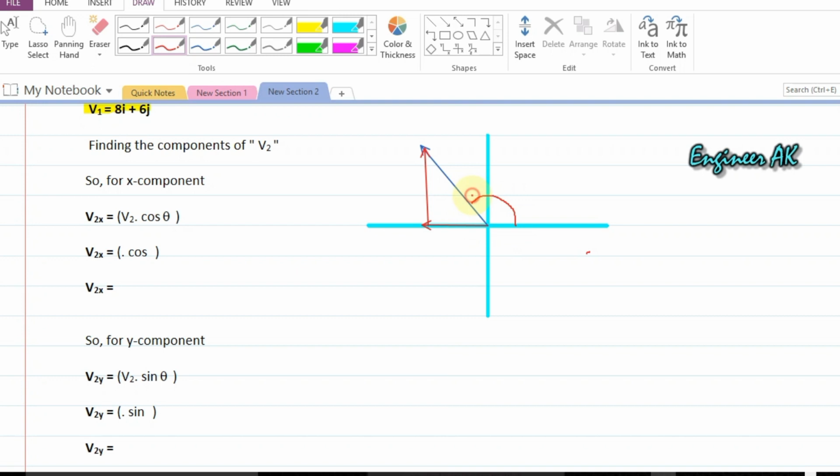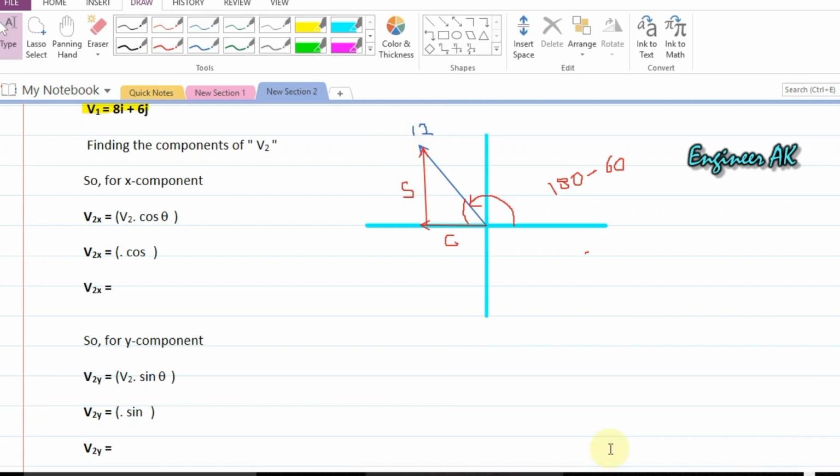So if I want to find this angle, this complete is 180, right? And this angle here is 60, so I will minus 60. So I will find it this, and as I told you, this will be the cos component, and this will be the sine component, and here the value is 12 unit.